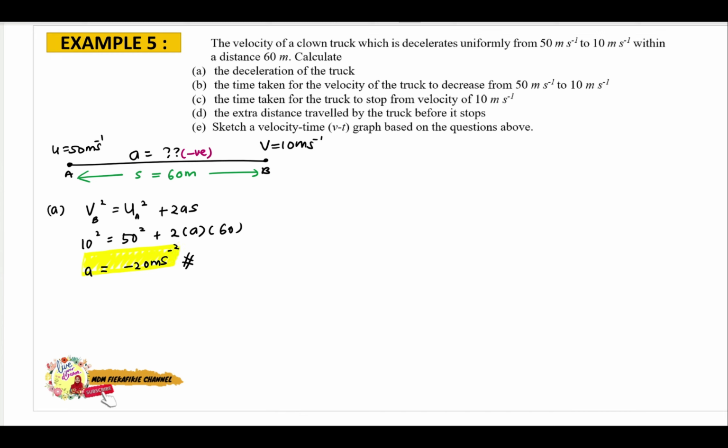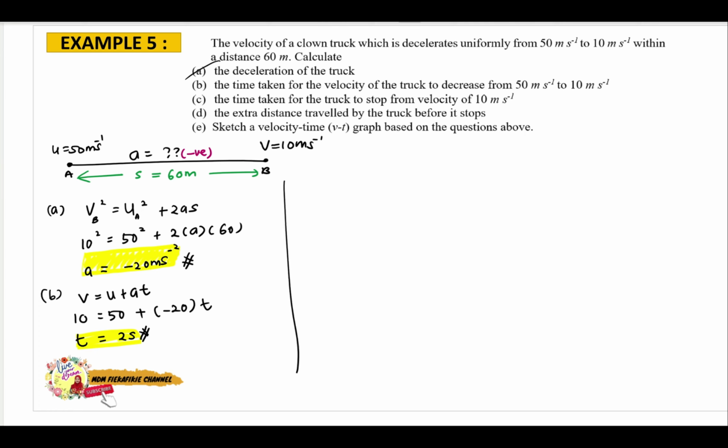And then for B, okay, finish A. The time taken for the velocity of the truck to decrease from 50 meter per second to 10 meter per second. That's mean from A to B. What is the time taken? This is very simple. We can use equation yang ada time, which is V equal to U plus AT. So V is 10, U is 50, acceleration is negative 20, T. Therefore, T is equal to 2 seconds. Okay? So we finish question B.